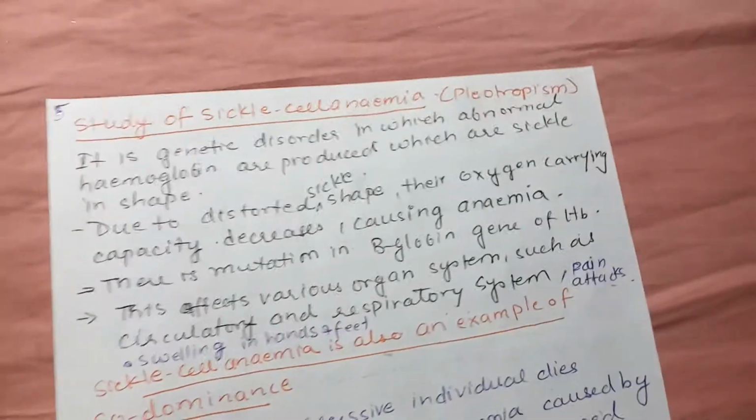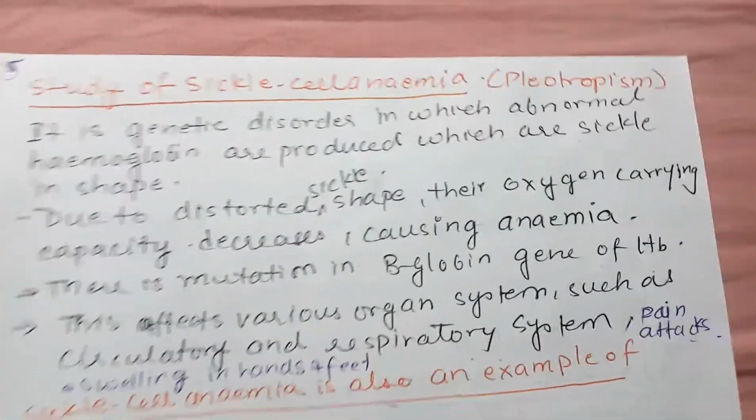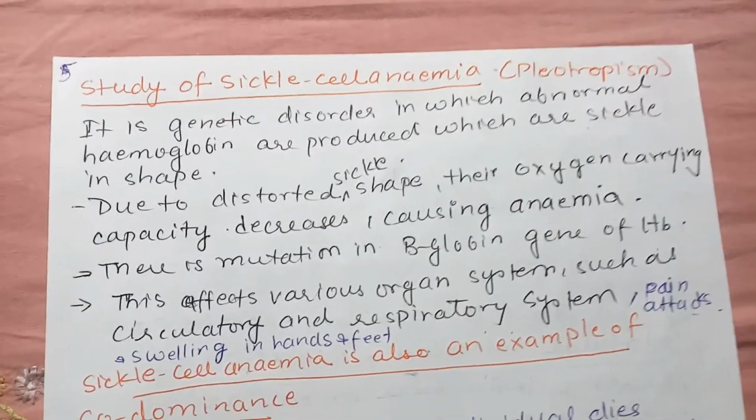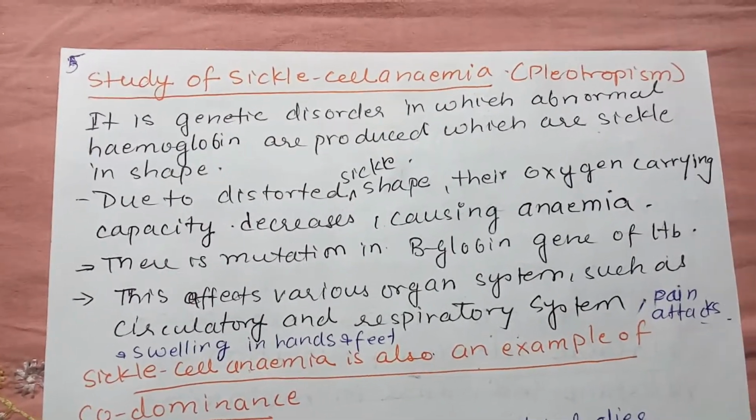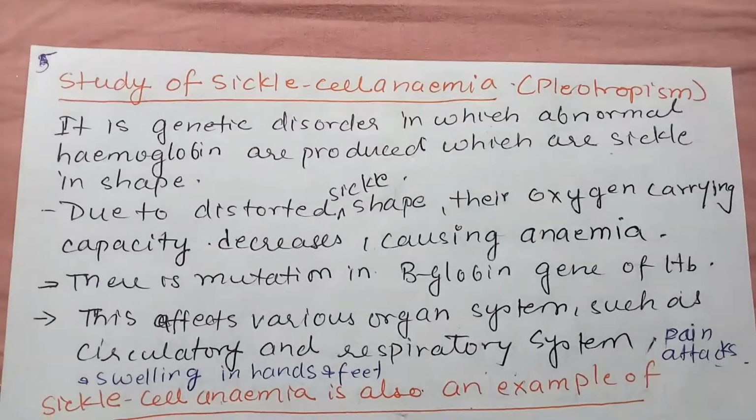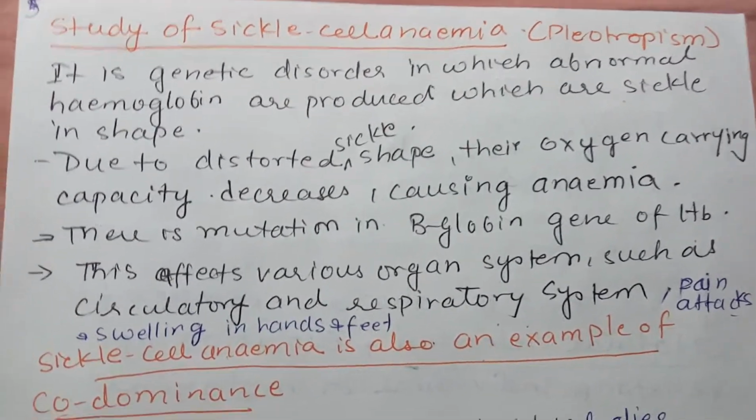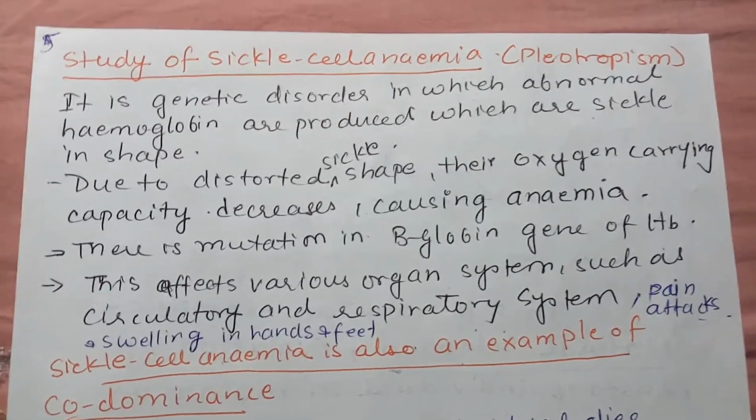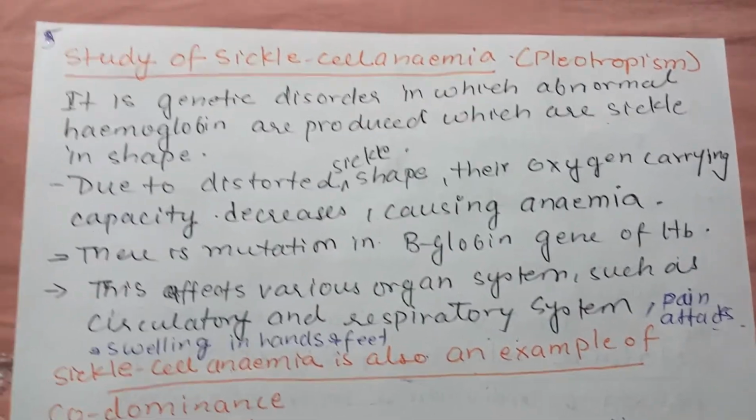Another example of pleiotropism is sickle cell anemia. Sickle cell anemia is again a genetic disorder in which abnormal hemoglobin is produced. As a result, the shape of the RBC becomes sickle in shape, and these sickle-shaped RBCs are not very efficient in carrying oxygen. Moreover, when they pass through the blood capillaries, they get stuck in the capillaries and cause lysis of blood cells, and this all results in anemia.